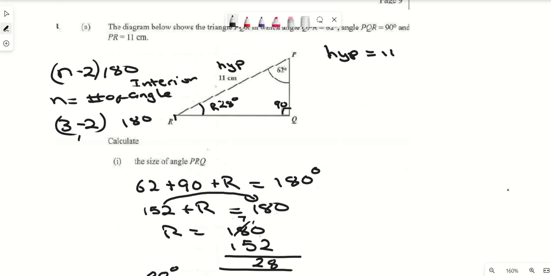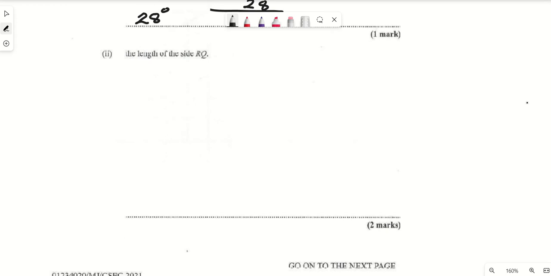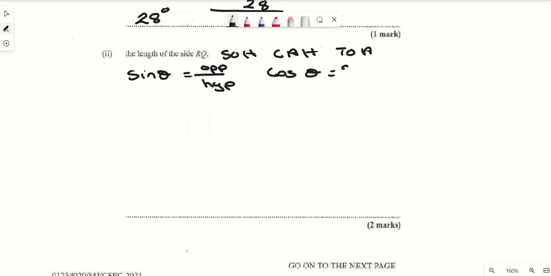Now, to find a side of a right angle triangle using an angle, we can use the formulas which is SOHCAHTOA. Now, SOHCAHTOA stands for sine theta is equal to opposite over hypotenuse, cosine or cos theta is adjacent over hypotenuse, and tan theta is equal to opposite over adjacent.